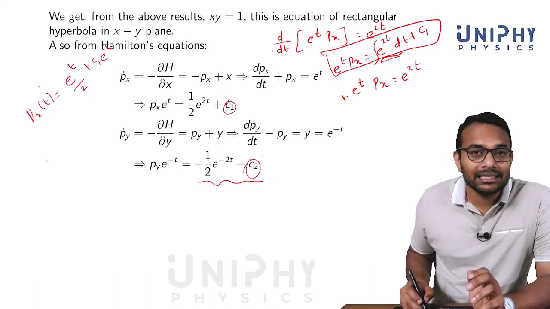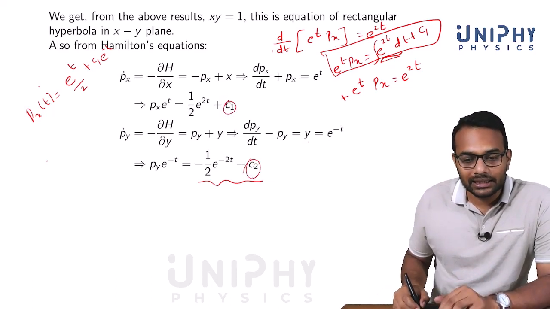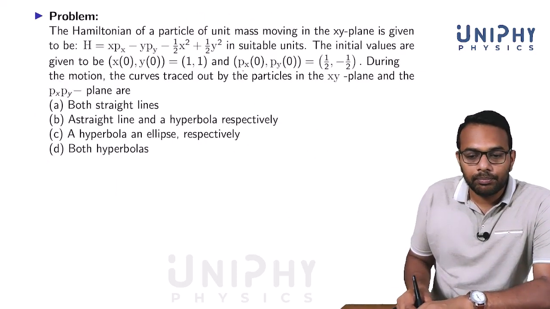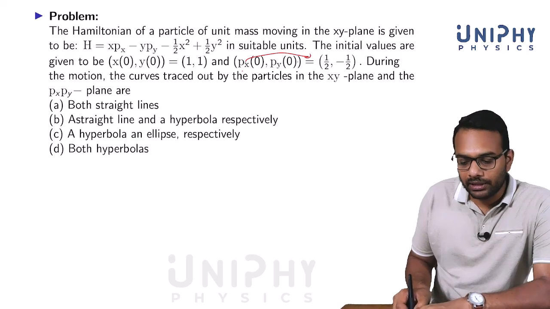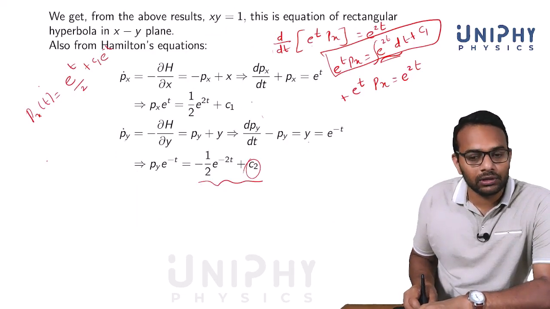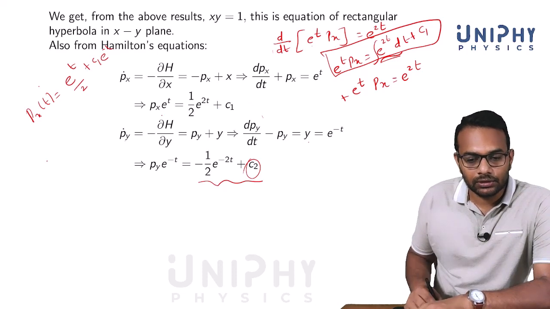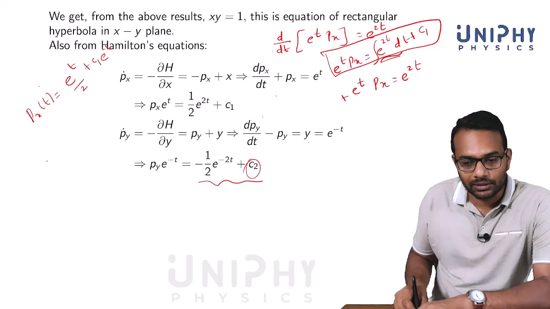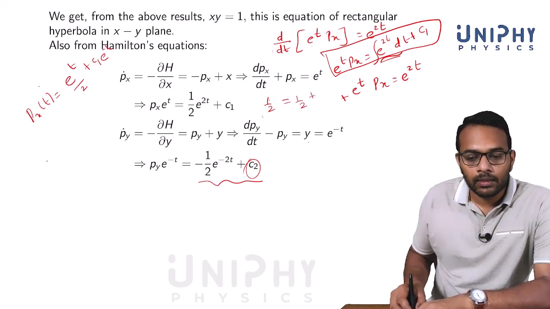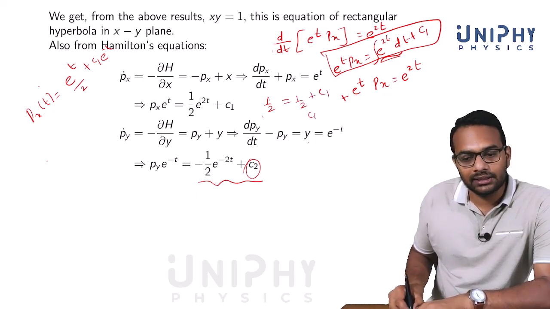So you look at the initial conditions. What's the initial condition given? Px of 0 is 1 by 2. So you put t equal to 0. This means that px of 0 is 1 by 2. E raised to 0 is 1. So it's equal to 1 by 2 plus c1. This means that c1 is equal to 0.